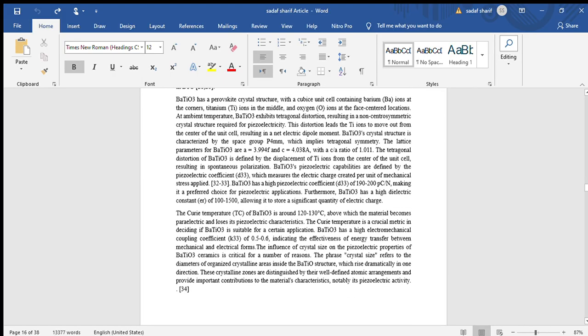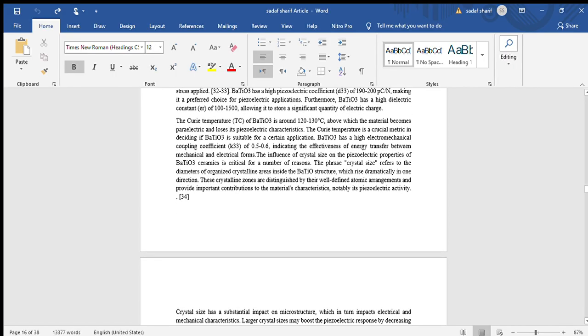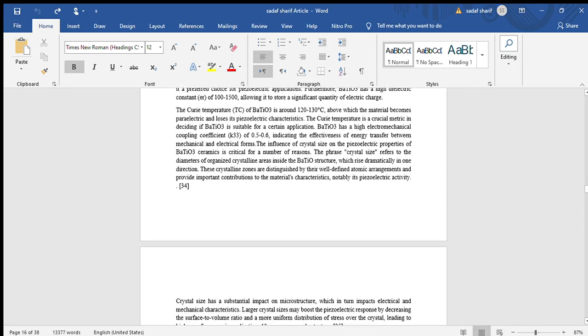Barium titanate crystal structure is characterized by a space group which implies tetragonal symmetry, and the Curie temperature of barium titanate is around 120 to 130 degrees Celsius, above which the material becomes paraelectric and loses its piezoelectric characteristics. So we can say that Curie temperature is a crucial metric in deciding if barium titanate is suitable for certain applications or not. So we can say that barium titanate has a high electromechanical coupling coefficient, which indicates the effectiveness of energy transfer between the mechanical and electrical forms.